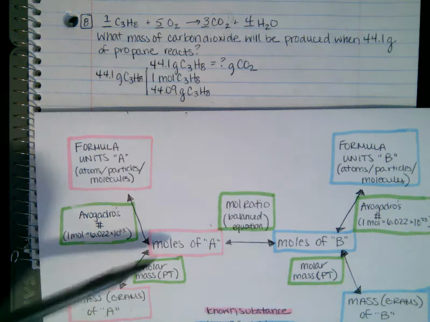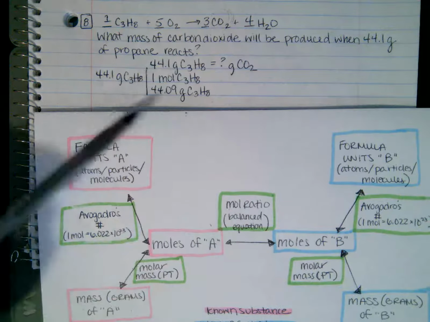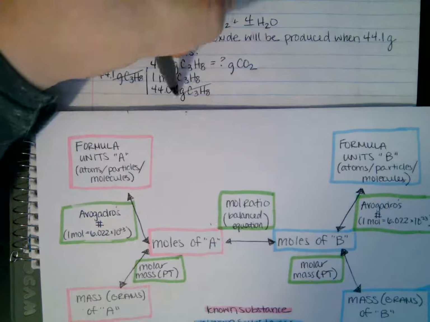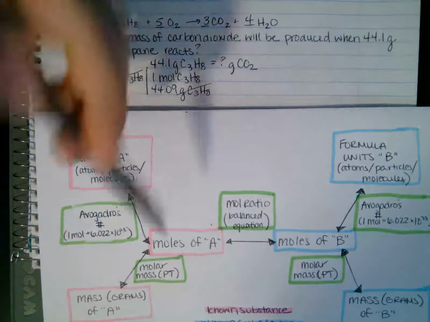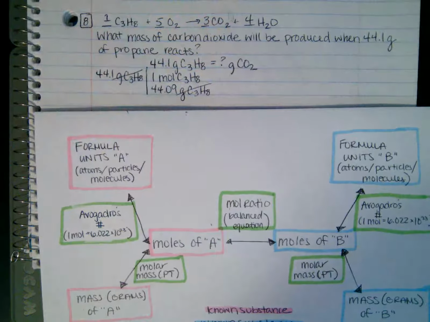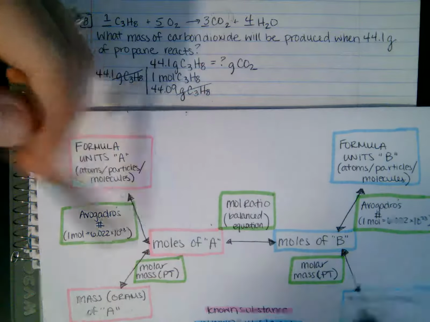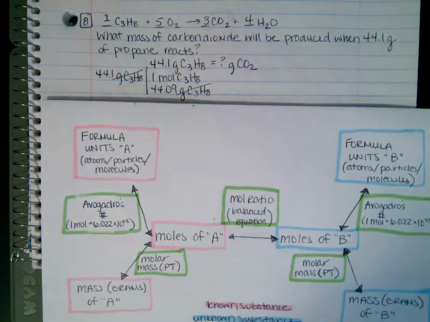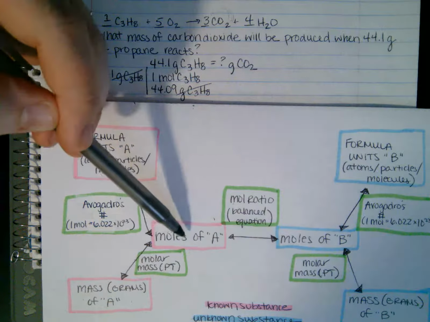That was our first step. We wanted to go from mass to moles. If we stop this problem right here, we've canceled out our mass of propane. We would be at moles of propane, moles of A. But we don't want moles of propane. We have to get all the way down here. So our first step is done. Now we're at moles of propane.